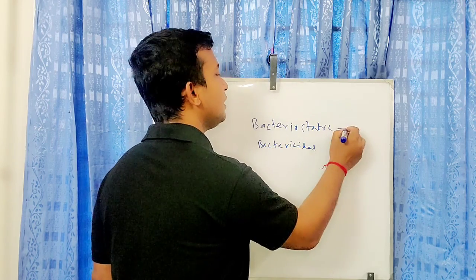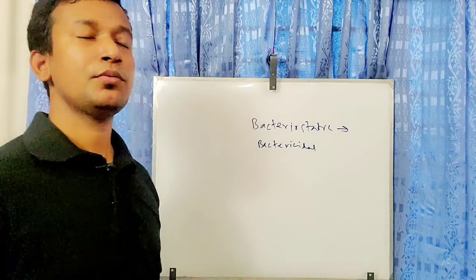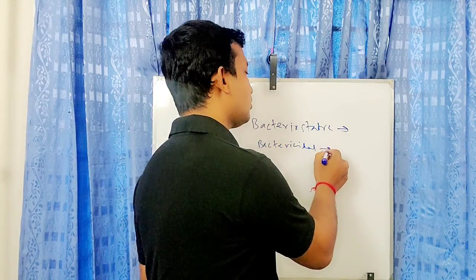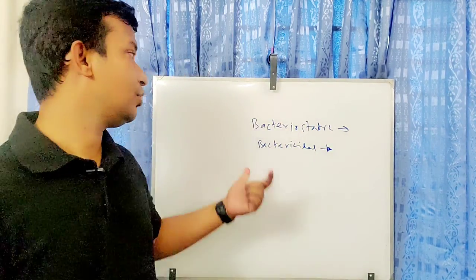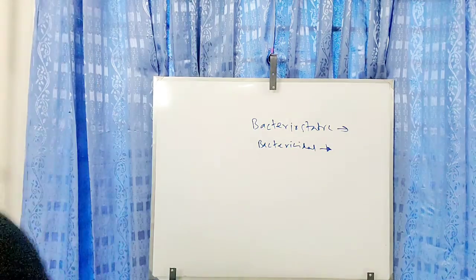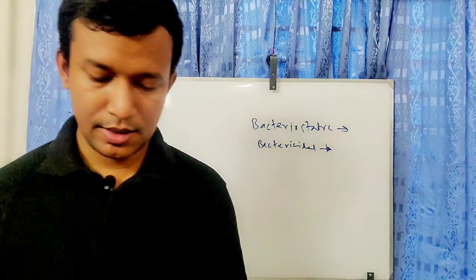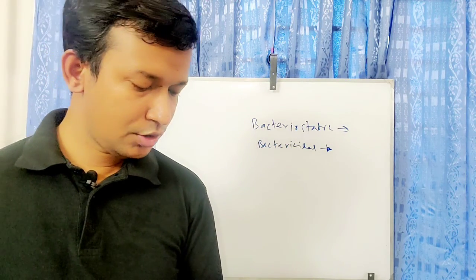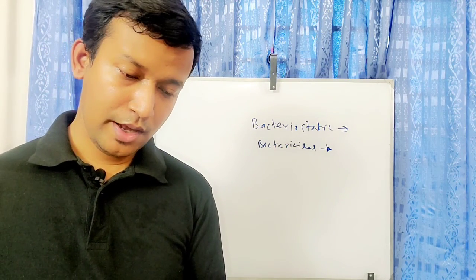So either they retard the growth of the microbes or they kill the microbes. Based on that we can classify them into these two categories. If we talk about the bacteriostatic, they actually cause the growth retardation of microbes.